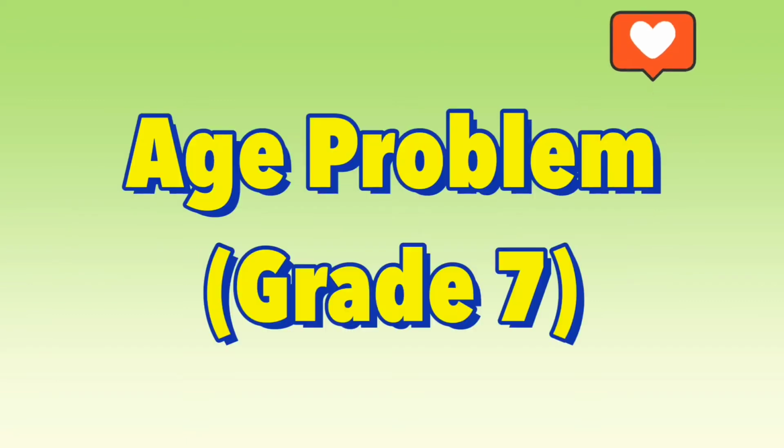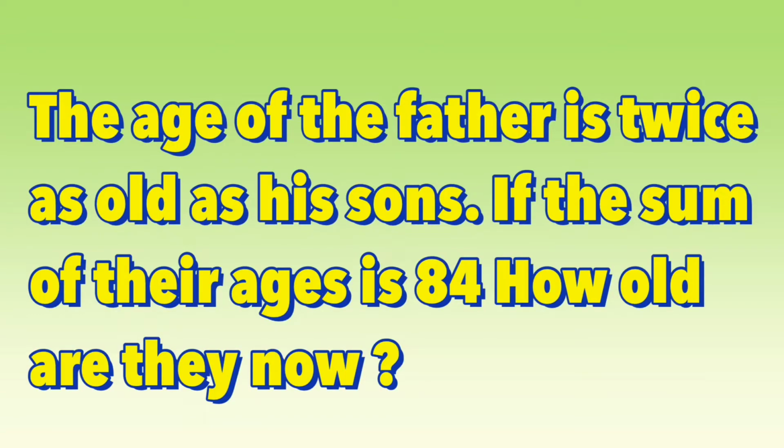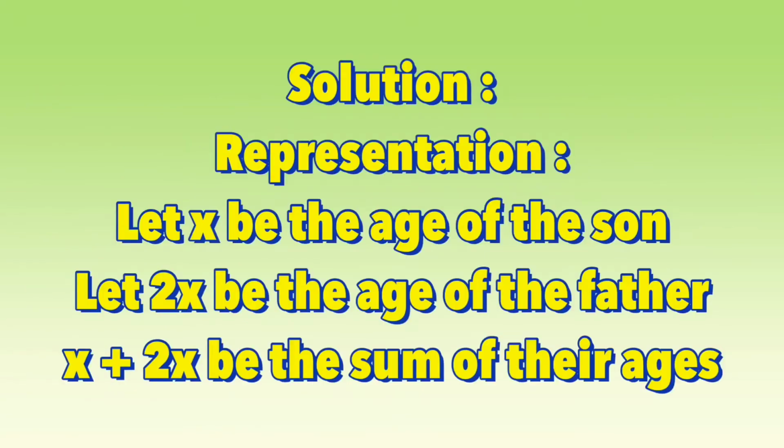Today we're going to study again how to solve the age problem in Grade 7. Number 1 problem: The age of the father is twice as old as his son's. If the sum of their ages is 84, how old are they now? So it is asking for the present age.